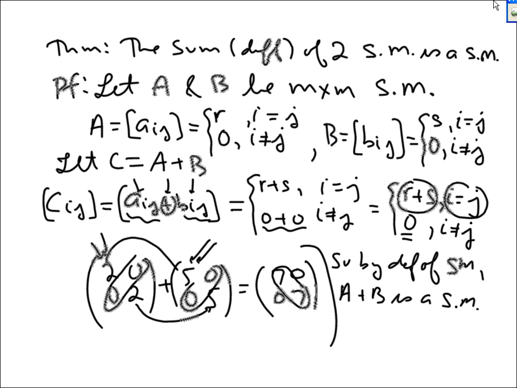Now, what if it were subtraction instead? What if it was A minus B? Then you would do Aij minus Bij. And you'd have R minus S, which is R minus S. Here, the magic of zeros. 0 minus 0 is still 0. So by definition of scalar matrices, A minus B is a scalar matrix. Okay, it's not that bad.